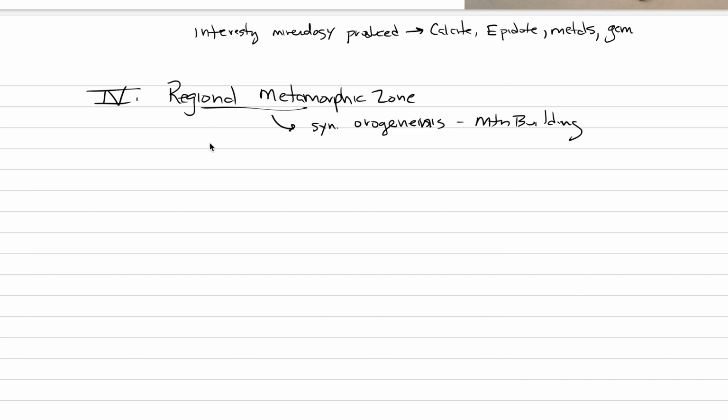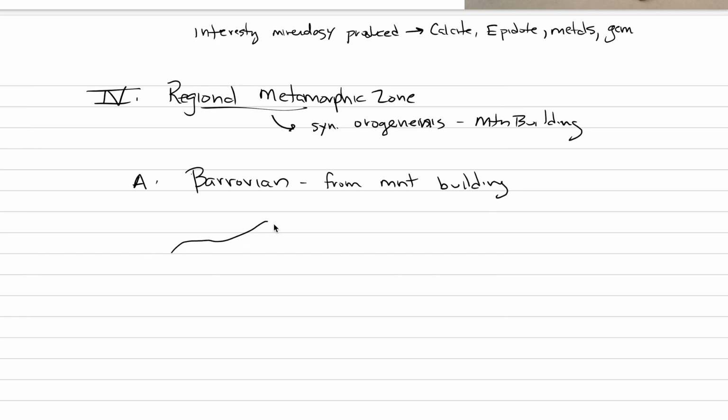And so what these regional metamorphic zones are going to do is the production of facies in response to tectonics. The most important of these, in my opinion, is called the Barrovian zones. Barrovian zones are the true mountain building produced zones. So we're going to say these are from mountain building.